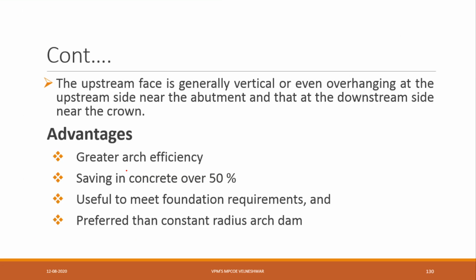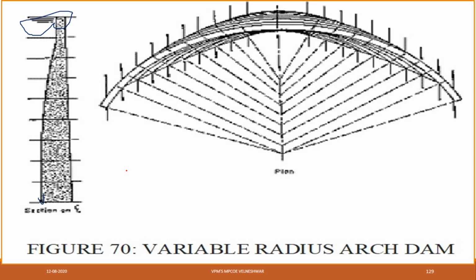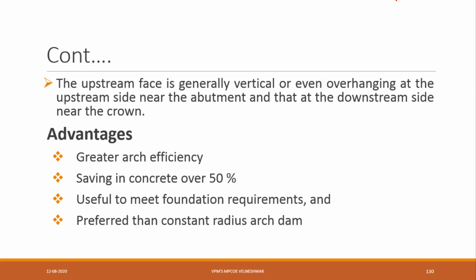Now the upstream face is generally vertical or even overhanging at the upstream side near the abutment. For suppose this is our dam, and here we are having some abutment location. At this location we can provide some overhanging beams near the abutment, and then on the downstream side near the crown. Both upstream side and downstream side, we have to provide some overhangs.